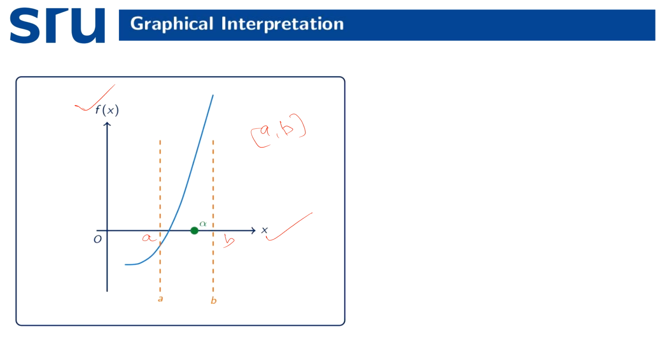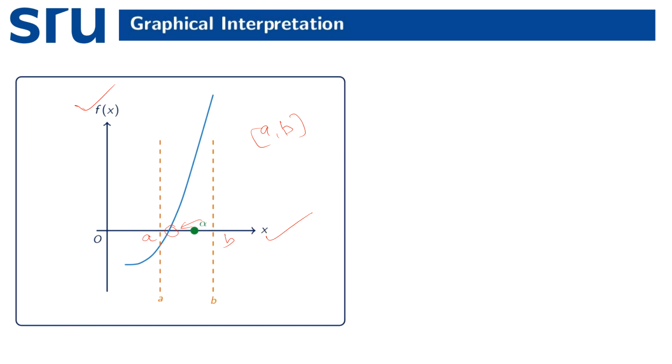Now just try to focus on what is happening between these two points. You can see that the function crosses the x-axis somewhere between A and B. Say this point, we name it alpha.